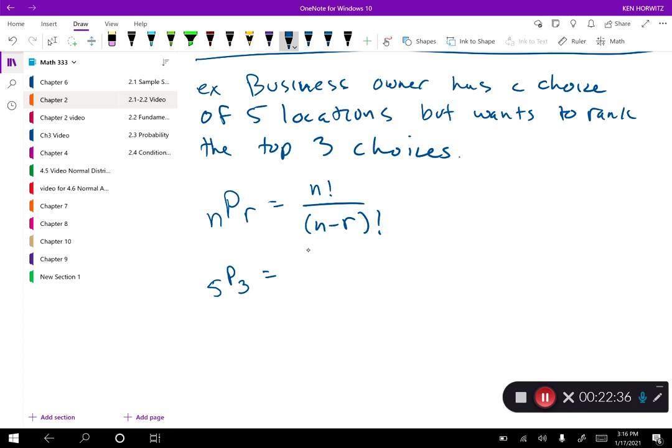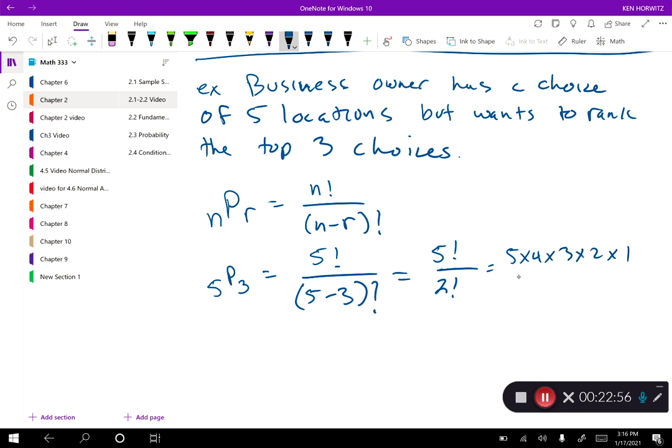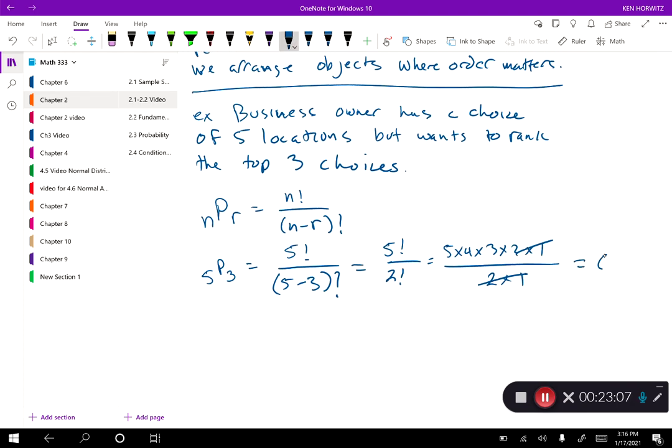Anytime I see an R, I'm putting in a 3. So I have 5 factorial over 5 minus 3 factorial. Now, when I simplify this, I wind up having 5 factorial over 2 factorial, which means 5 times 4 times 3 times 2 times 1 over 2 times 1. All right, I eliminate those, and I wind up with 5 times 4 times 3, which equals 60. So there are 60 possible ways that we can rank 3 properties if we saw 5 of them.